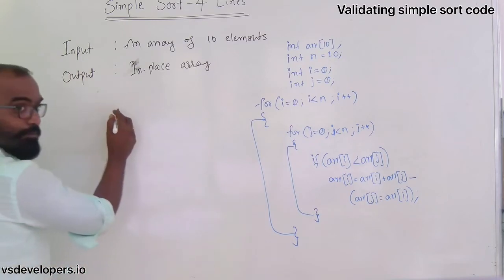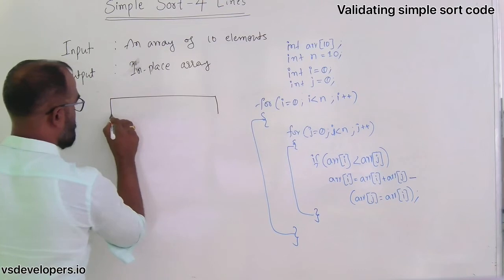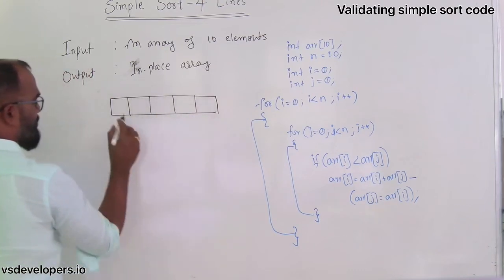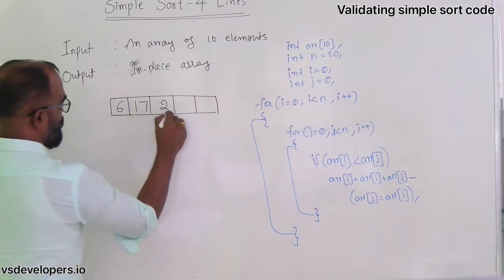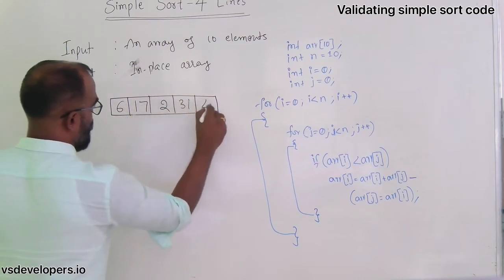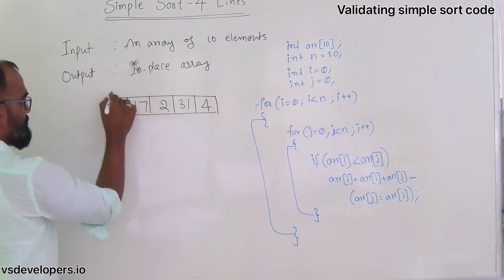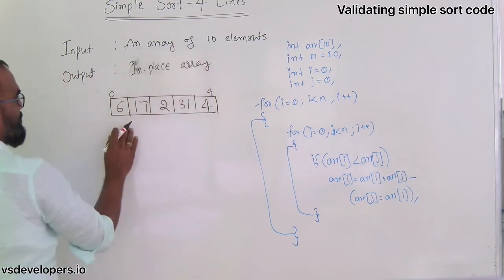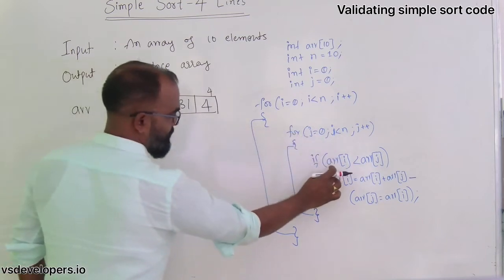So let us take an example of 5 elements for easier understanding. We have elements say 6, 17, 2, 31, 4. The array index goes from 0 to 4. This is our input array, and let us call this ARR, as we are using ARR here.